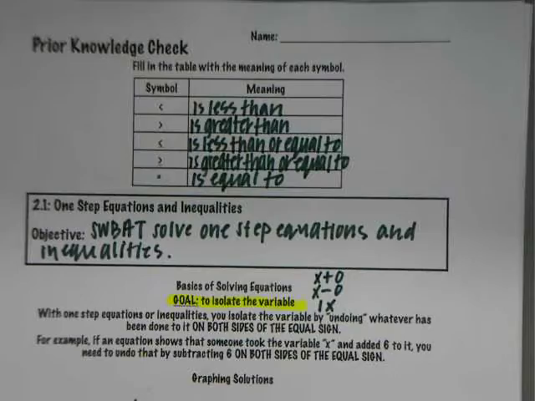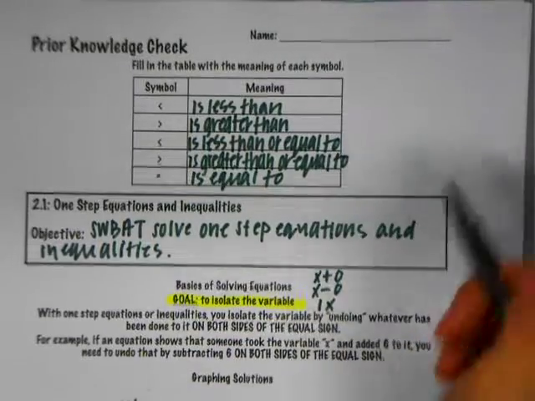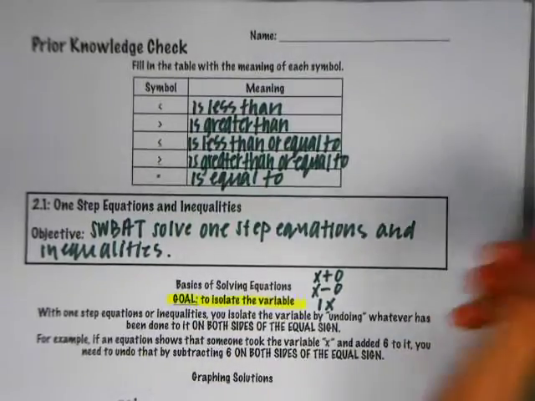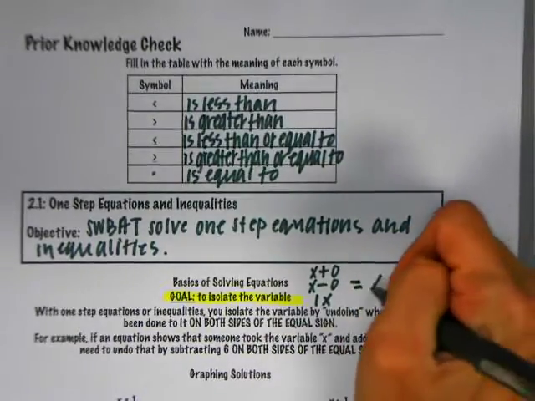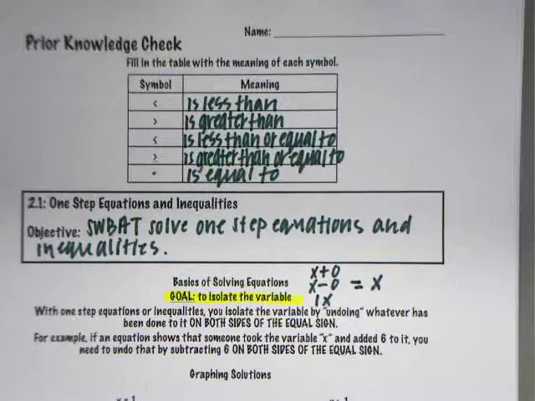Thank you. All right, so what do all these equal? What's x plus 0, x minus 0, and 1x all equal? What do they all simplify to? Just x, right? So x is going to be by itself.